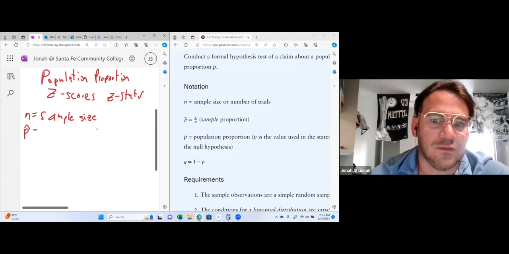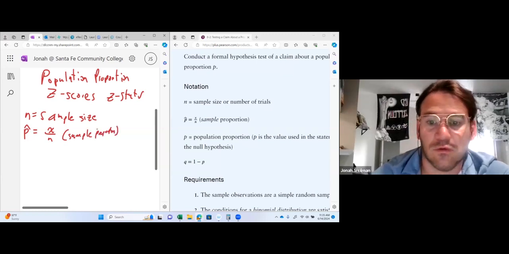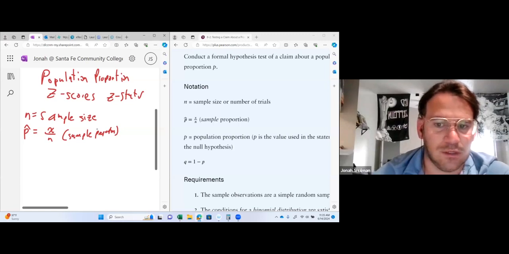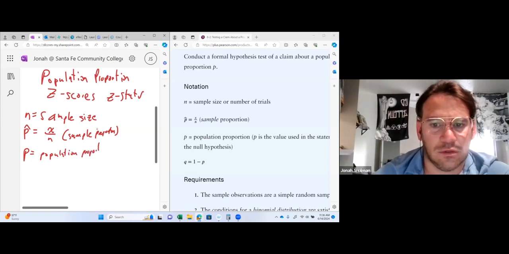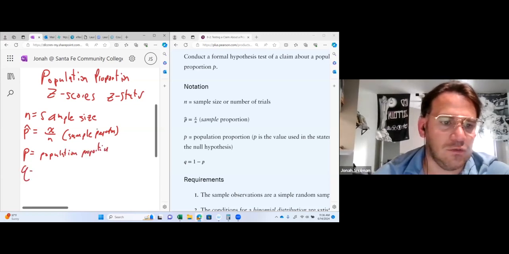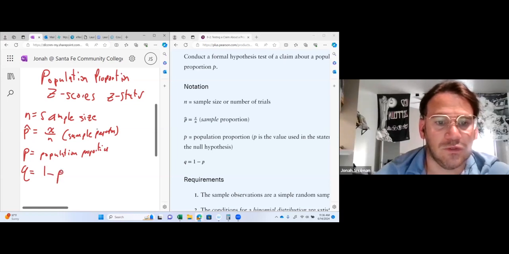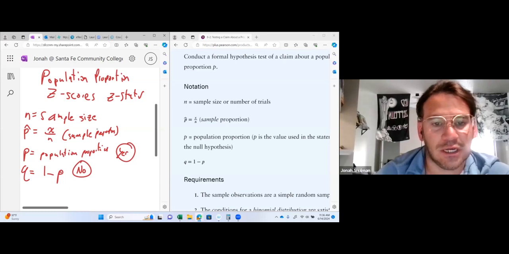This is the sample proportion, that's how many people were right over that. This is the population proportion. So this is like yes or no. And the q is 1 minus p. So this is the yes, what we want, and this is our no group. We can kind of think about this as the percent of people. That's what those mean.